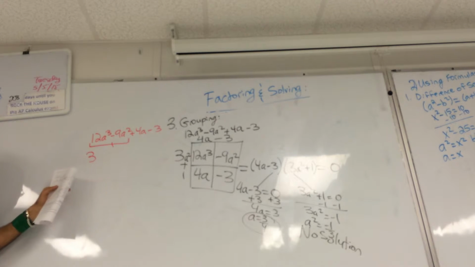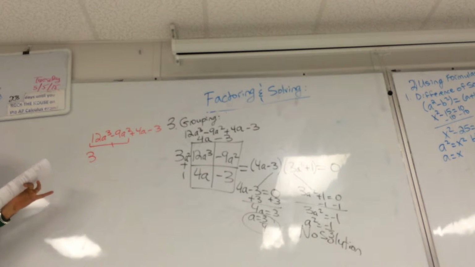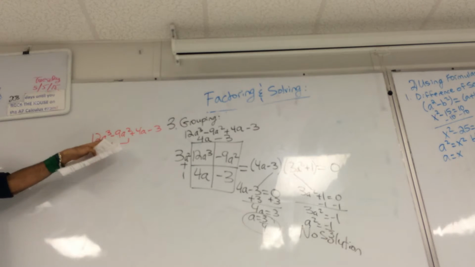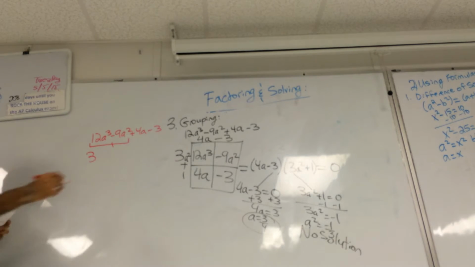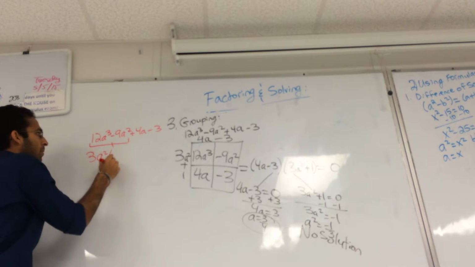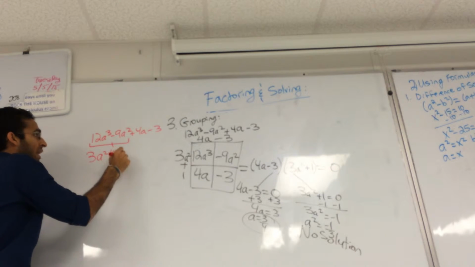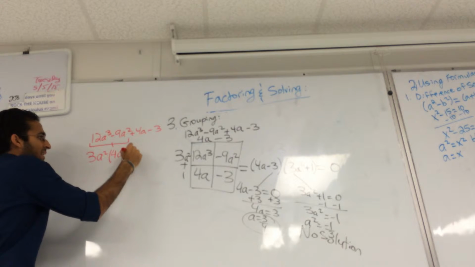I can also factor out an A, but how many A's? Two, right? Because these have A squared, this has A cubed, this has A squared. So I can certainly take out two A's. So I've got 3A squared, and what's left here? 4A minus 3.